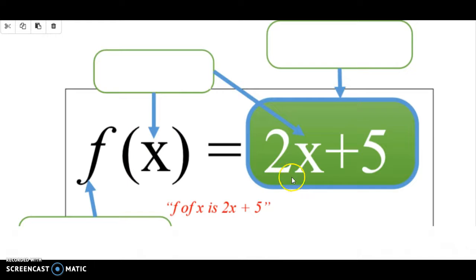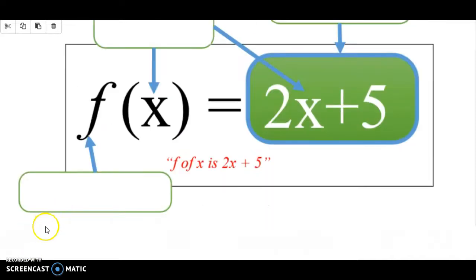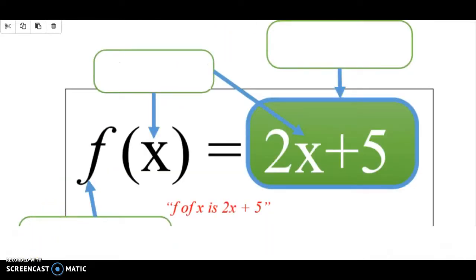Now, can you identify the input? Let's take a look at this. Which one is the input? Here, x was the input. So the input would be your x. Okay. Notice your y is replaced with f of x. So now you have to identify the output. Well, the f of x is the output, which is equal to 2x plus 5. So either f of x, the whole thing, or 2x plus 5, the whole thing, is your output.